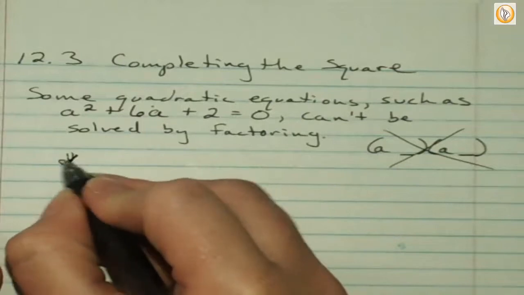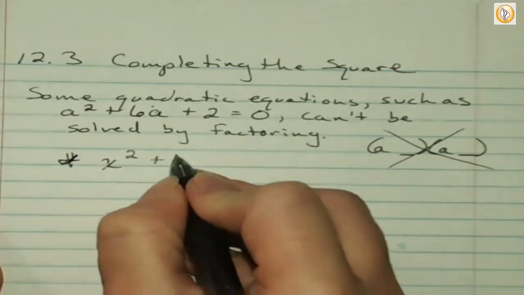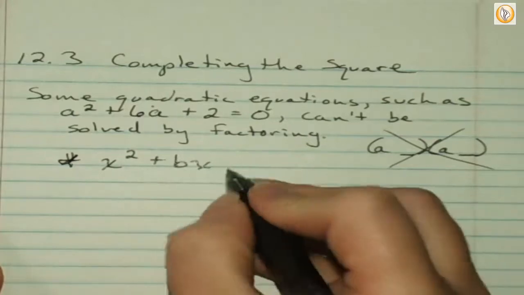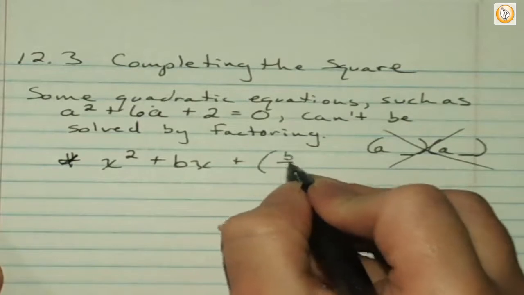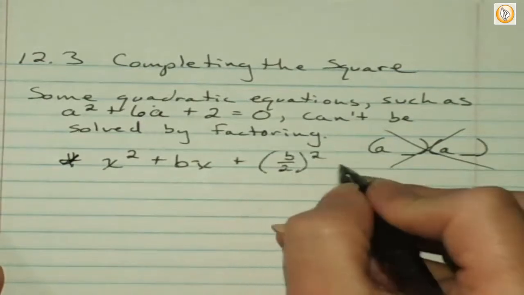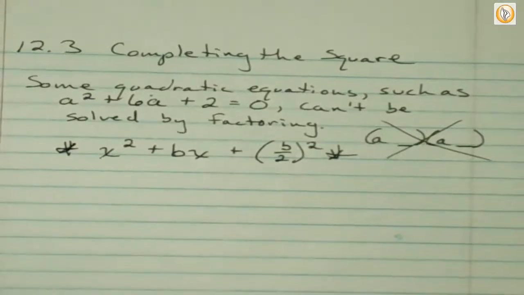Here's the format. X squared plus bx plus b divided by 2 squared. That's how you do it.